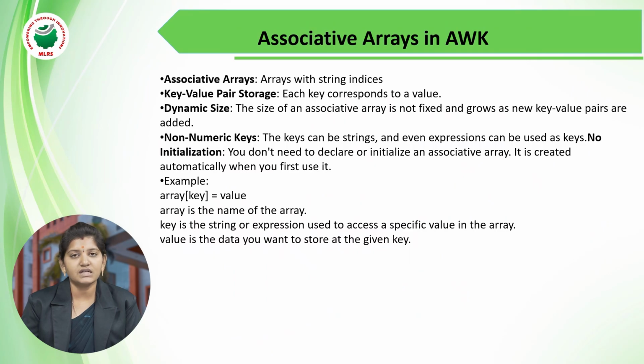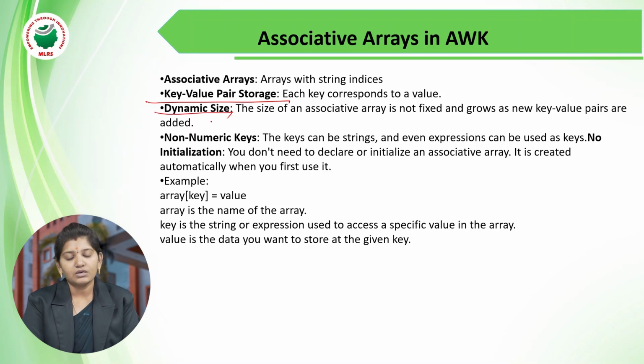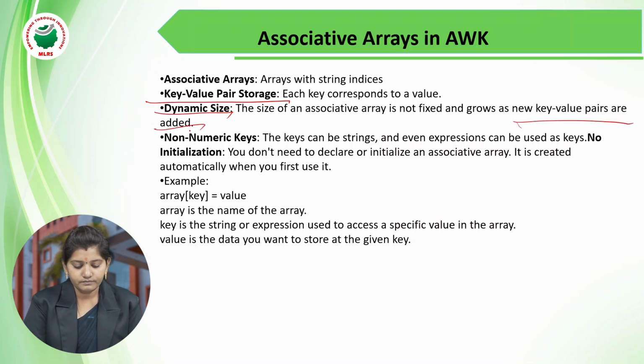And coming to the associative arrays in AWK. So what is an associative array? An associative array is an array with string indices. In the sense that we have key-value pair storage, each key has a corresponding value. By using those values we execute the programs. And coming to the dynamic size of an array, the size of an associative array is not fixed, and it grows when new key-value pairs are added. And then coming to the non-numeric keys.